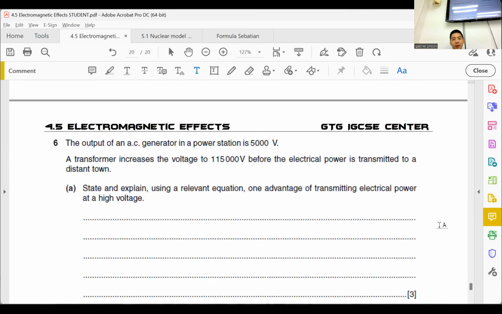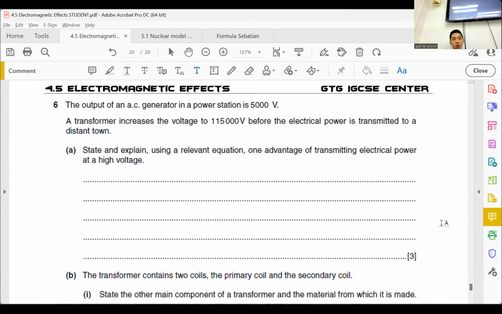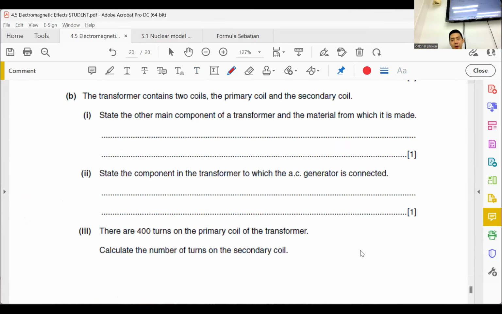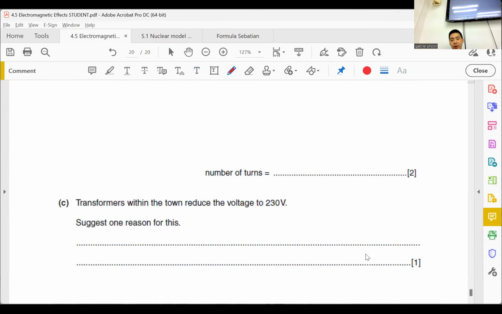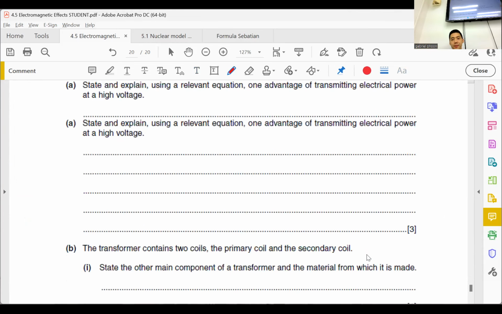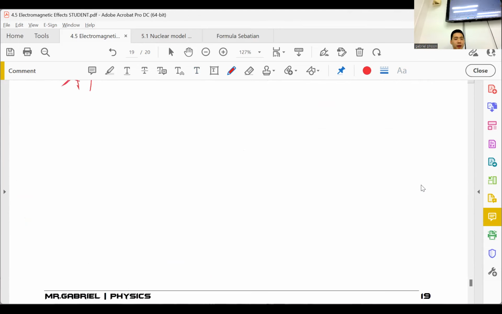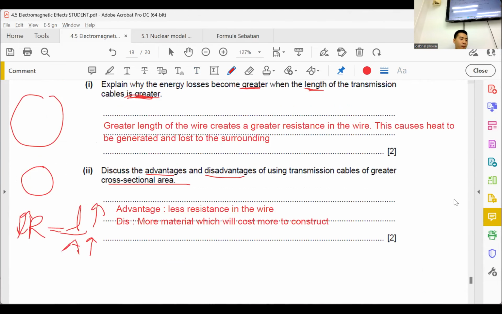Okay, for those who are done, I want you to do the next question here. This one, the output of the AC generator of the power supply is 5,000 and so on. Do this one right now. You have a maximum of 7 minutes, because I want to go to the next chapter. You have a maximum of 7 minutes, guys. At 11:30, you have to give me an answer. Preferably your answer, not mine.